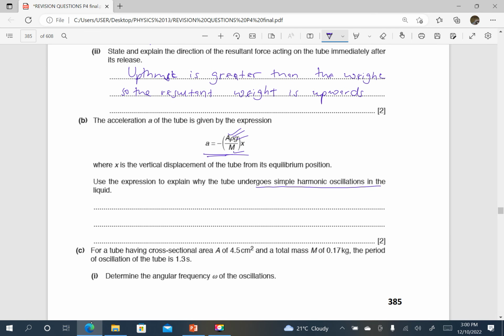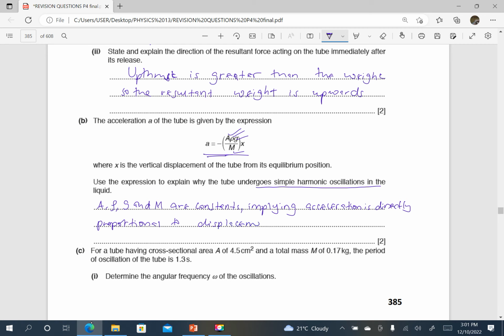So we can simply say that A, rho, G, and M are constants. Implying acceleration is directly proportional to displacement. So A is directly proportional to displacement because the others are constants.